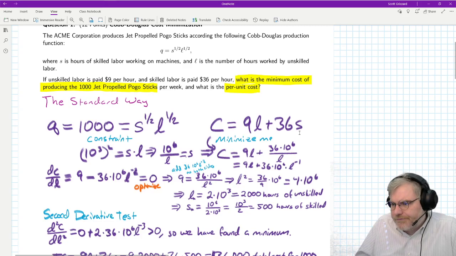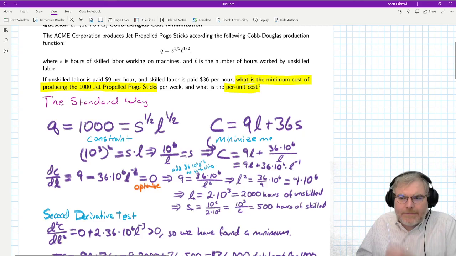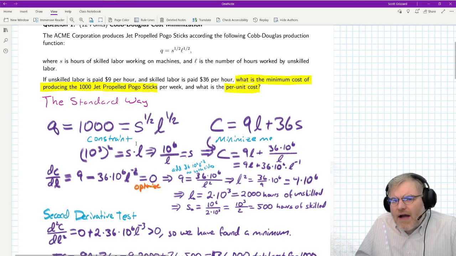And so I've got this constraint here because this is the thing which I know, and this is the thing I want to minimize. So I take my constraint function, the thing that's fixed, and these are the things that cost money. So I take this thing and, with 1,000, I'm going to square everything here.